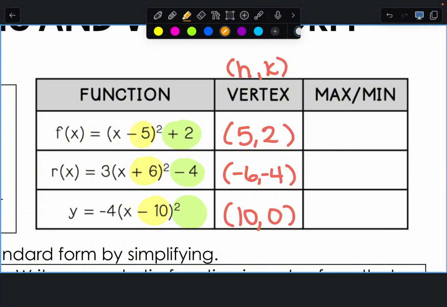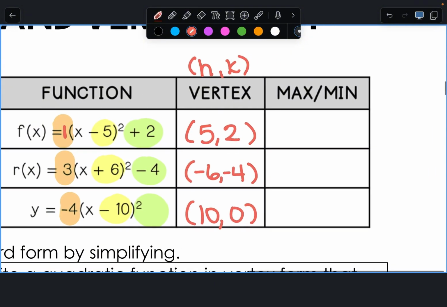Now look at your value of a. The value of a is going to help you with the maximum and the minimum. The value of a is the number that's in front of the parentheses, right? There is no number in front of the parentheses for the first equation. So what number would that be? 1. And a positive 1 tells you that your parabola is going to open which way? Right side up or upside down? Is it going to be a U or an N?